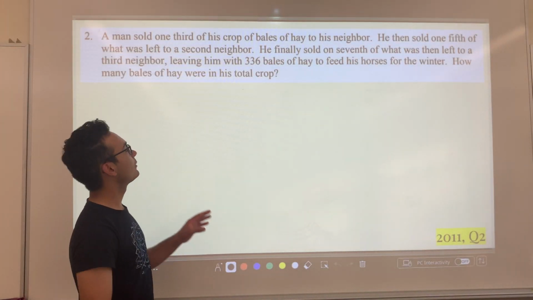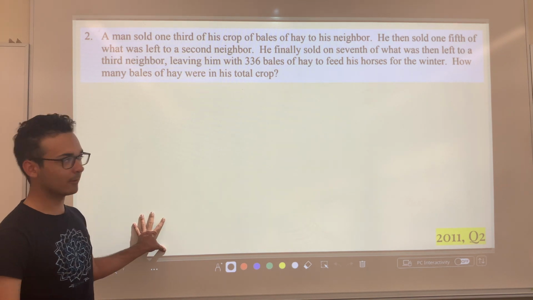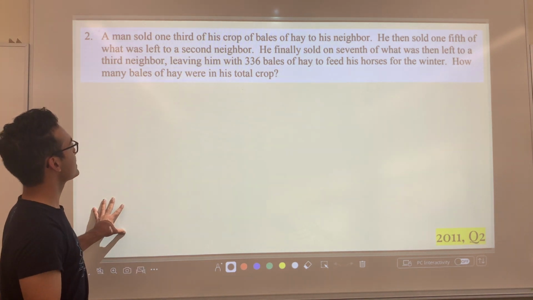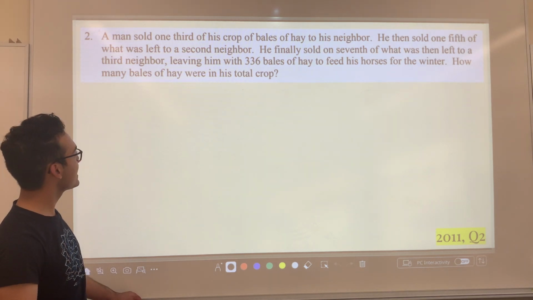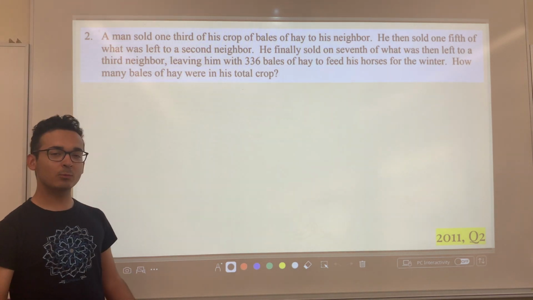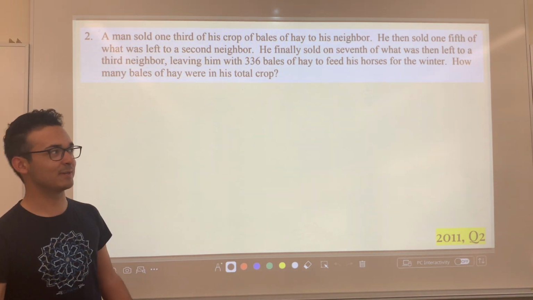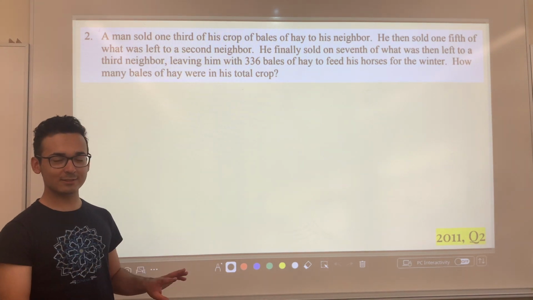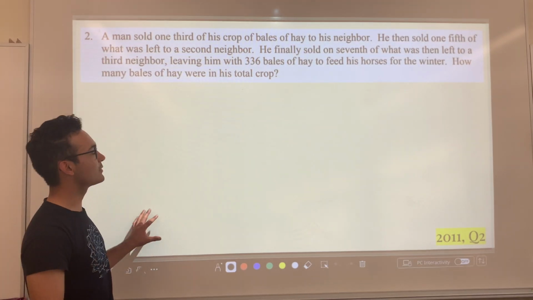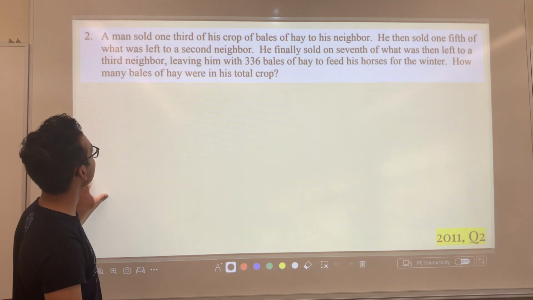This one is a mouthful. A man sold 1/3 of his crop of bales of hay to his neighbor. He then sold 1/5 of what was left to a second neighbor. He finally sold 1/7 of what was then left to a third neighbor, leaving him with 336 bales of hay to feed his horses for the winter. How many bales of hay were in his total crop? Of course they give you information that isn't really relevant to solving the problem, but that's all right, it's entertaining at the very least.